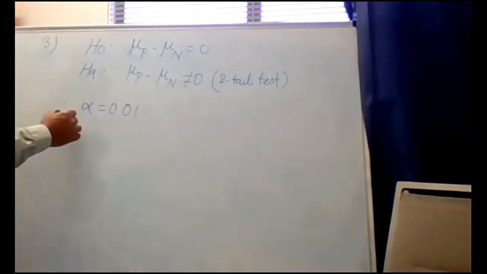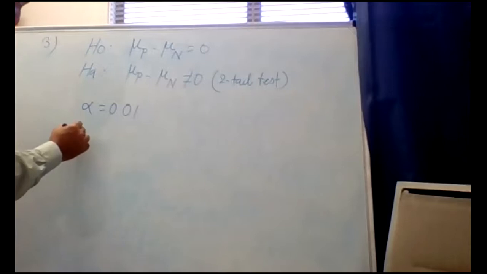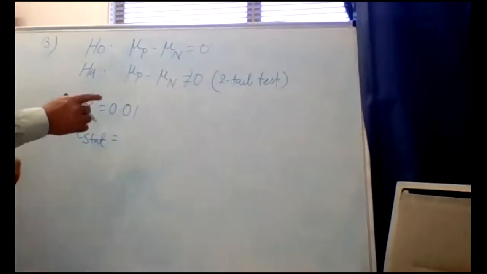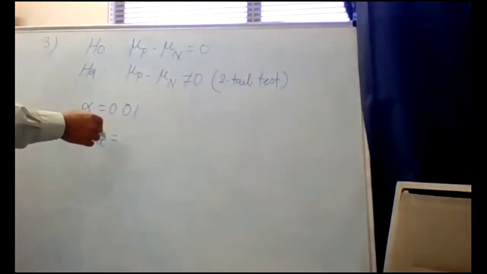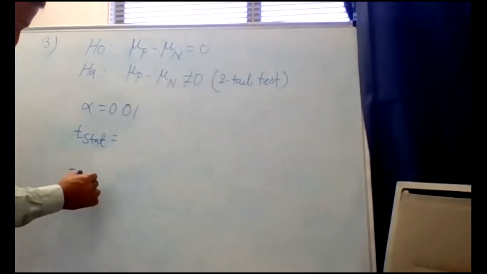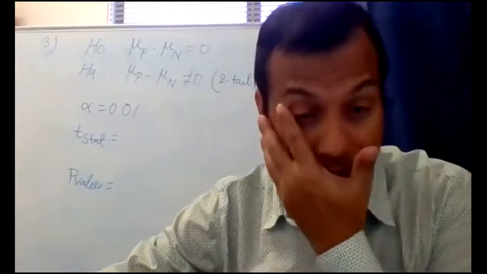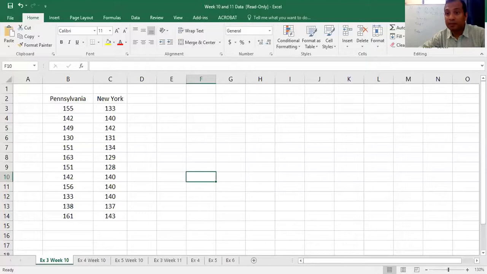Alpha is given. So we'll try to find the t stat and p value using the Excel sheet. So what is the t stat? Clearly this is the case of separate variance, but we will not do this one manually. We'll get the t stat and the p value both from the Excel sheet. So try to get these values from the Excel sheet. Can anyone remember what tools, how to proceed?